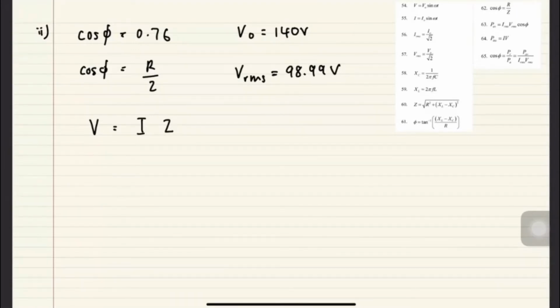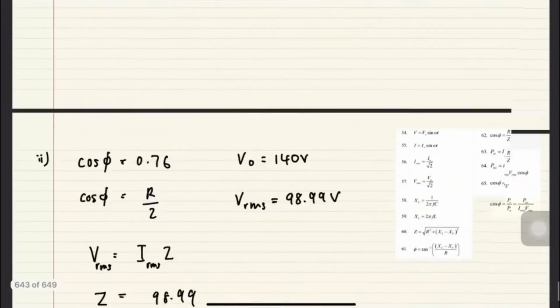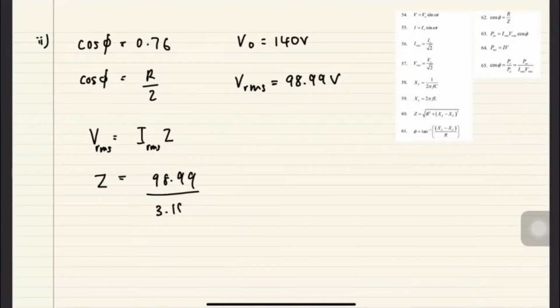So from this one, if this is RMS, this is RMS. I can use V0 and then I'll have to use I0. That's also fine, no problem. Okay. So for this one, Z is equal to 98.99 divided by IRMS. Earlier we already calculated, 3.18. So here I got 31.13. And remember this one is ohms, because it is impedance.